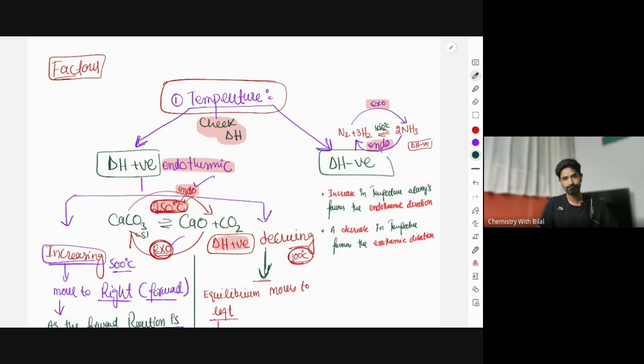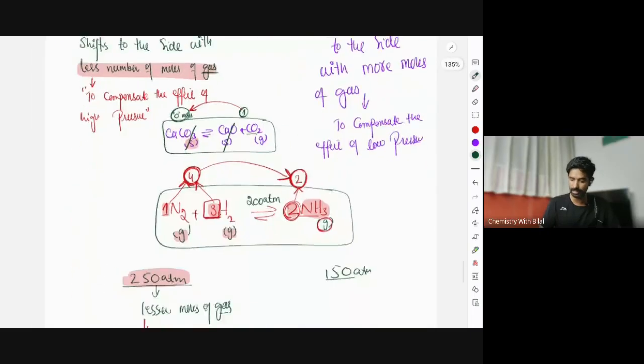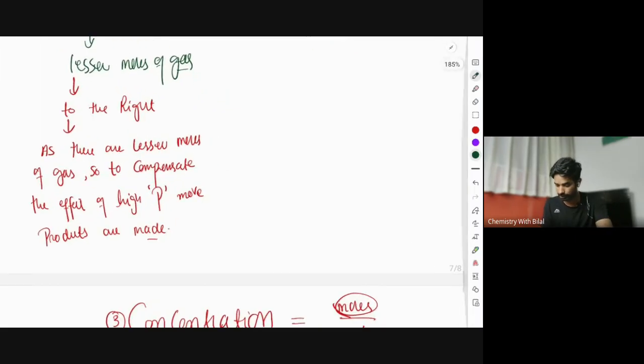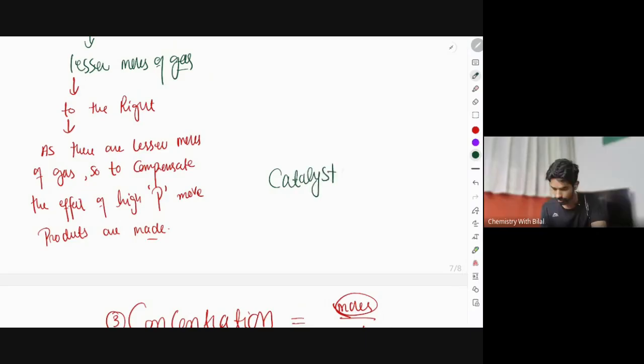Dr. Zoya: Sir, does a catalyst not affect an equilibrium? Excellent question. Everyone, write about the catalyst. A catalyst has nothing to do with the position of equilibrium. A catalyst cannot alter the position of equilibrium. It only speeds up the reaction. Excellent.